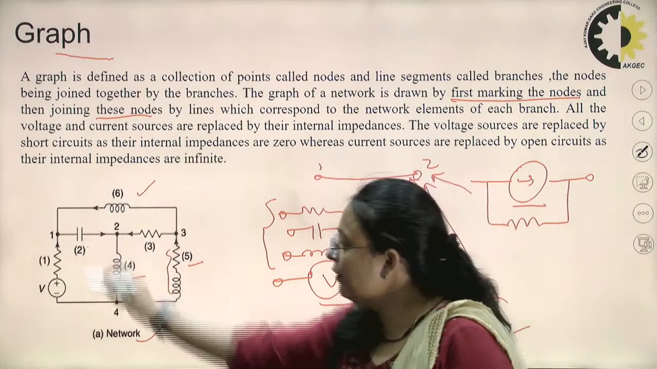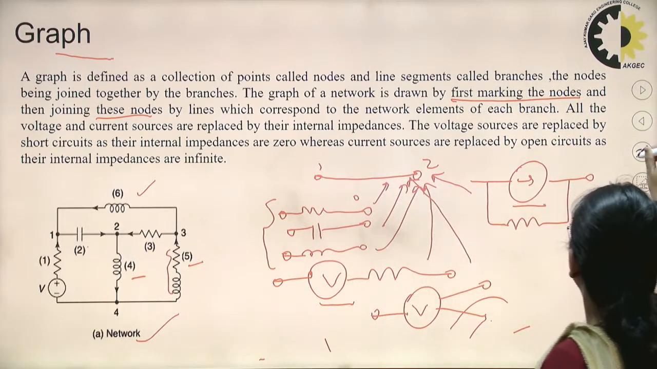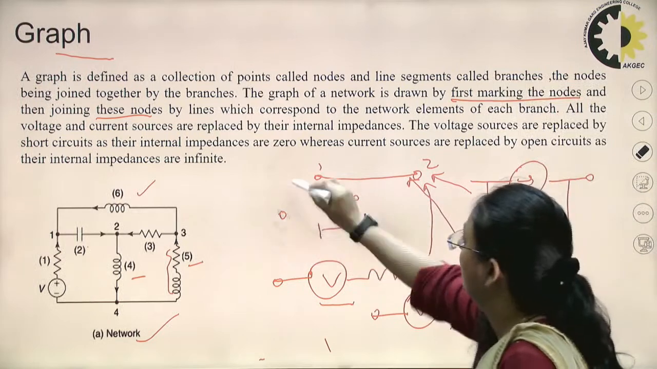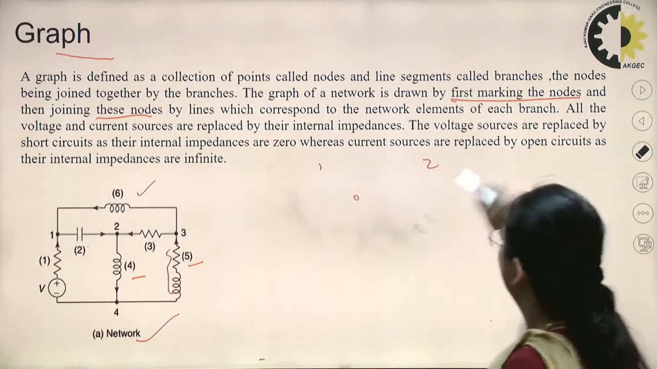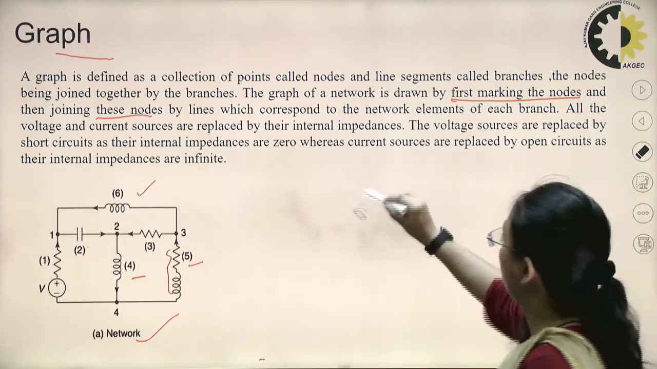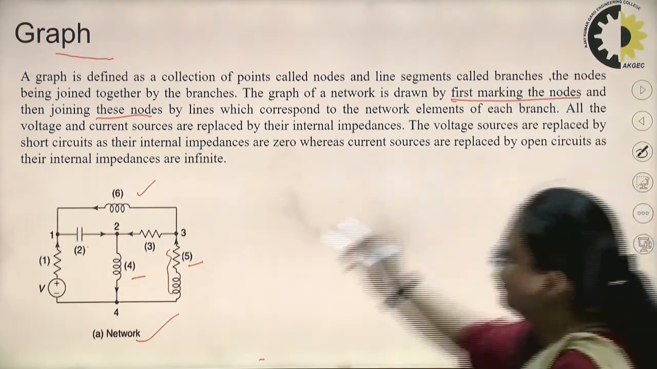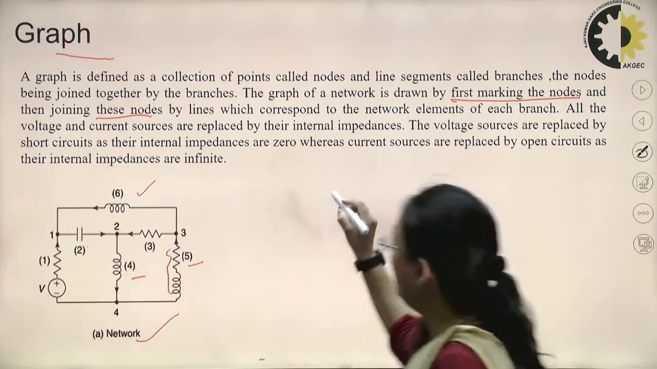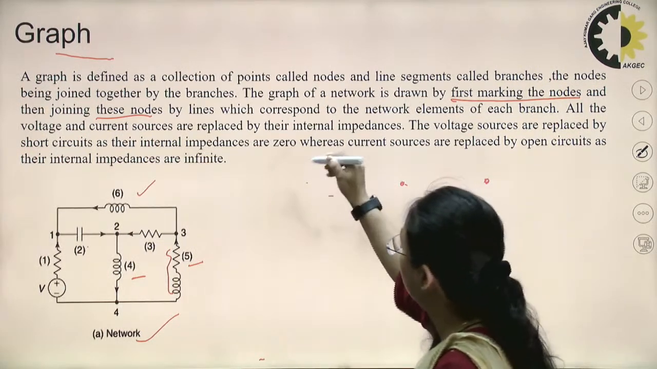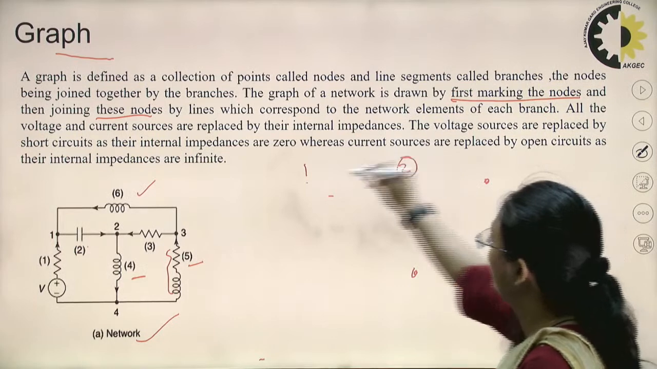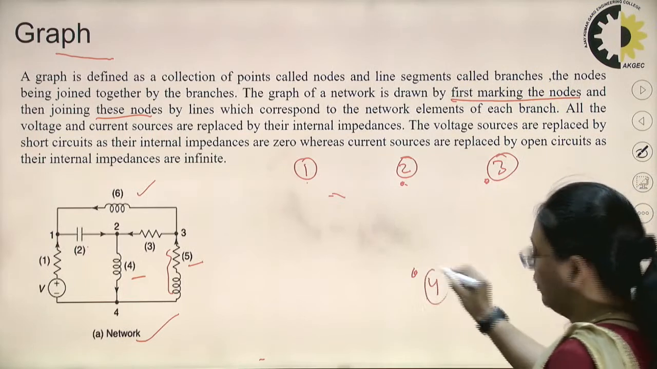So I will make the graph for this particular network. In this network we have 4 nodes and 6 branches. So you can see here, first of all I will write the number of nodes, node number 1, node number 2, okay, this is node number 1, node number 3, and this is node number 4. Okay.